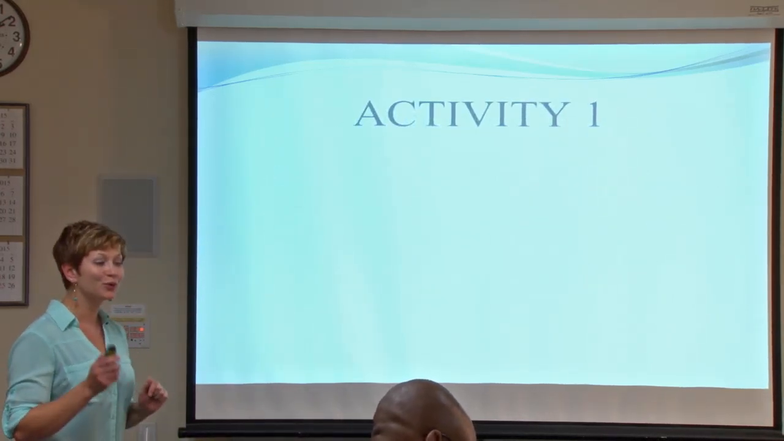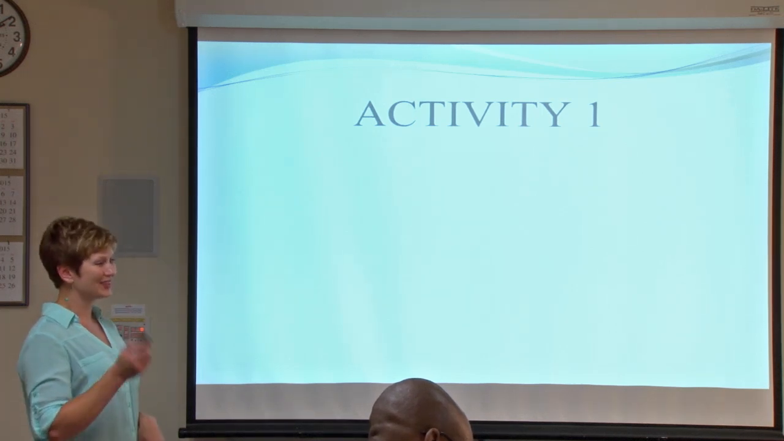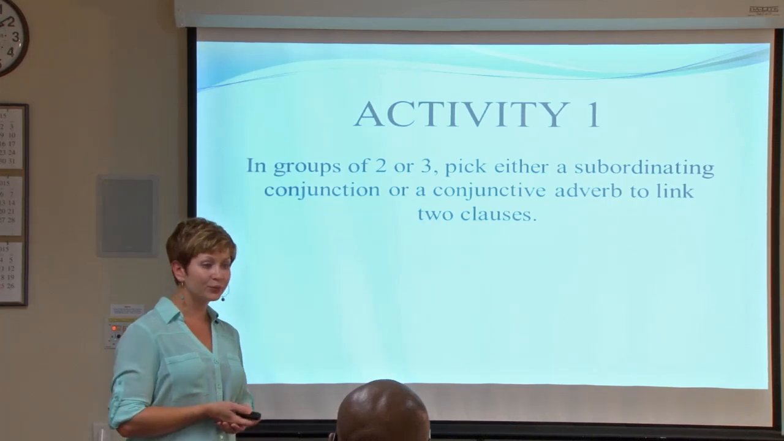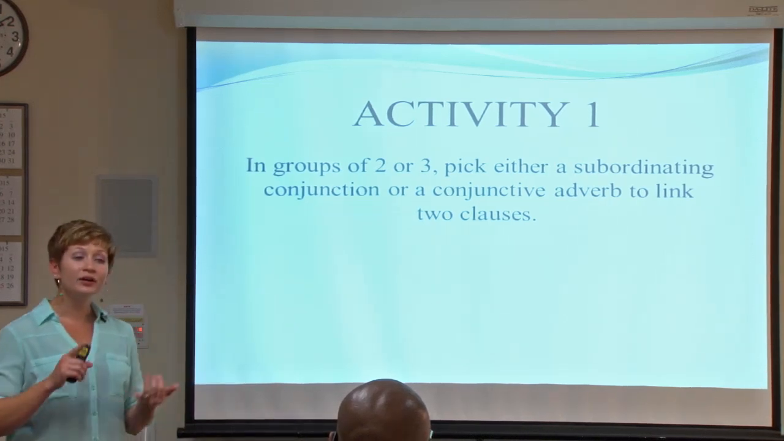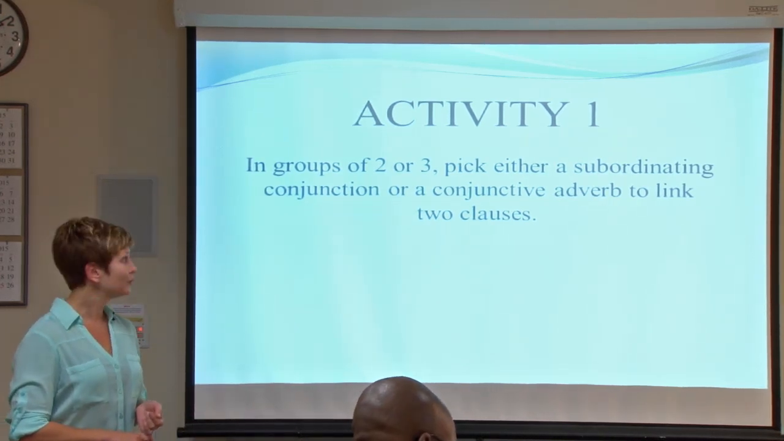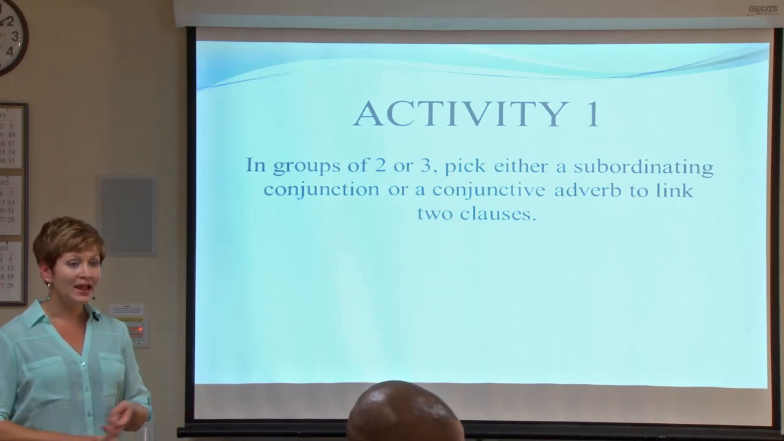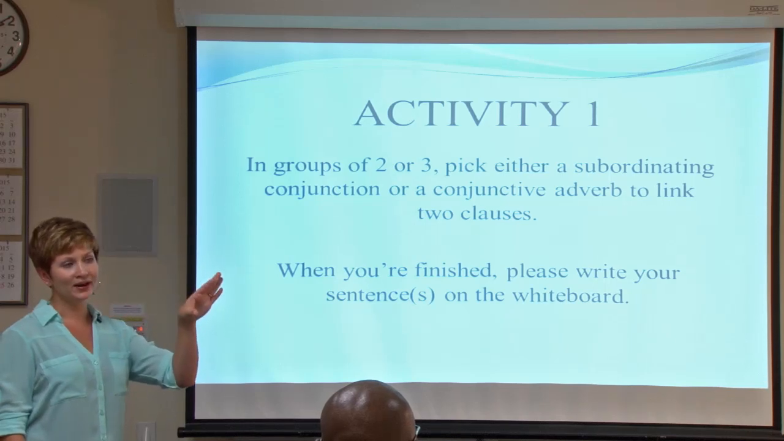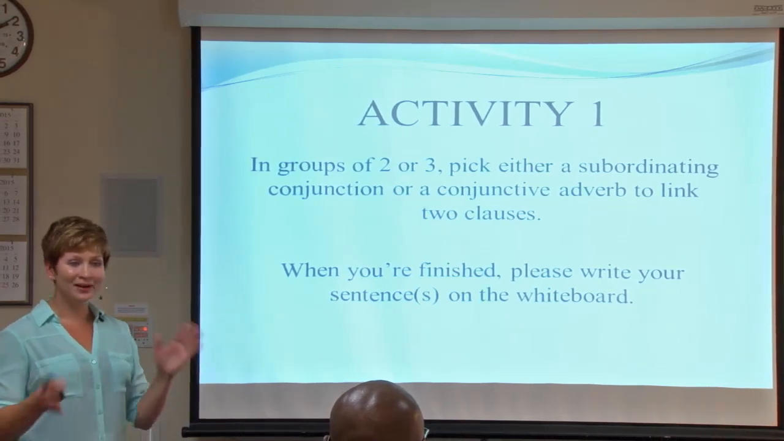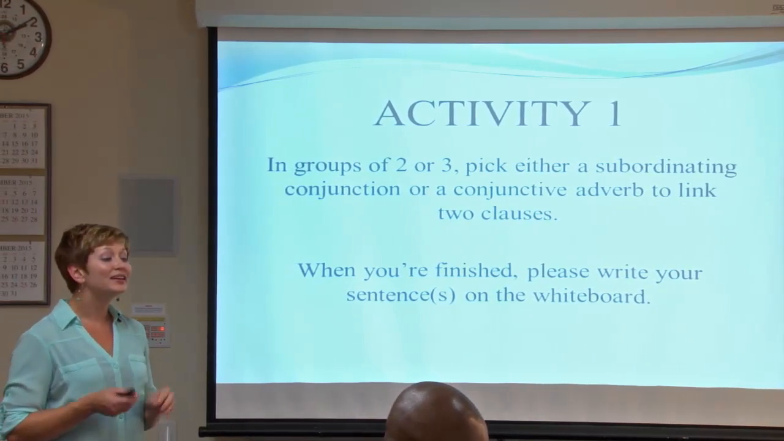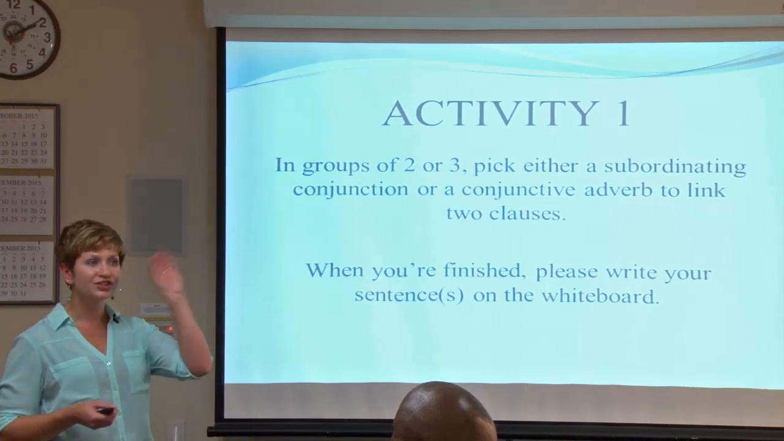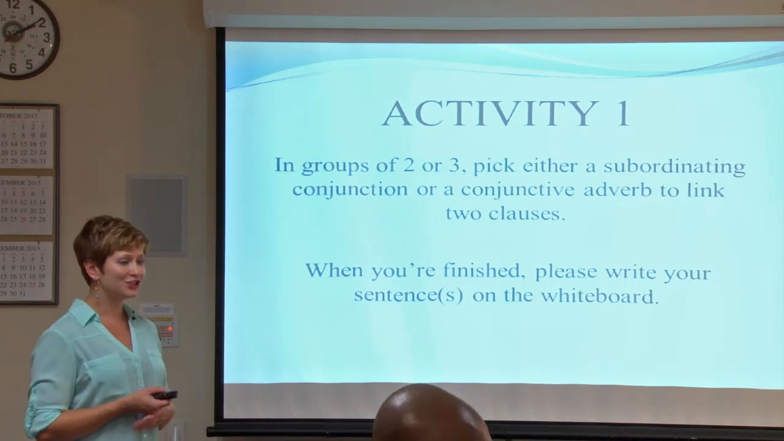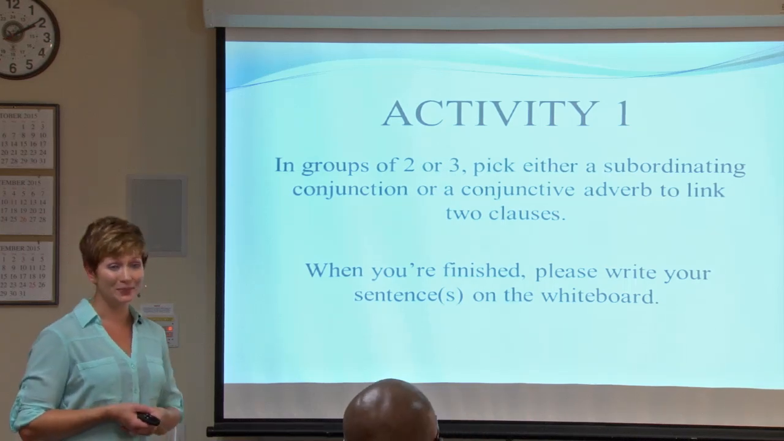Okay, without further ado, we're going to be practicing with conjunctions. I'm going to have you all do this separately instead of in groups. Pick either a subordinating conjunction or a conjunctive adverb and link two clauses together. Once you're done, go to the whiteboard and write it down. Because of the time issue we have today, please take about 2 to 3 minutes or just go ahead to the whiteboard and write your sentence. Please refer back to your book if you have any questions, or you can raise your hand. I'd be happy to come around.